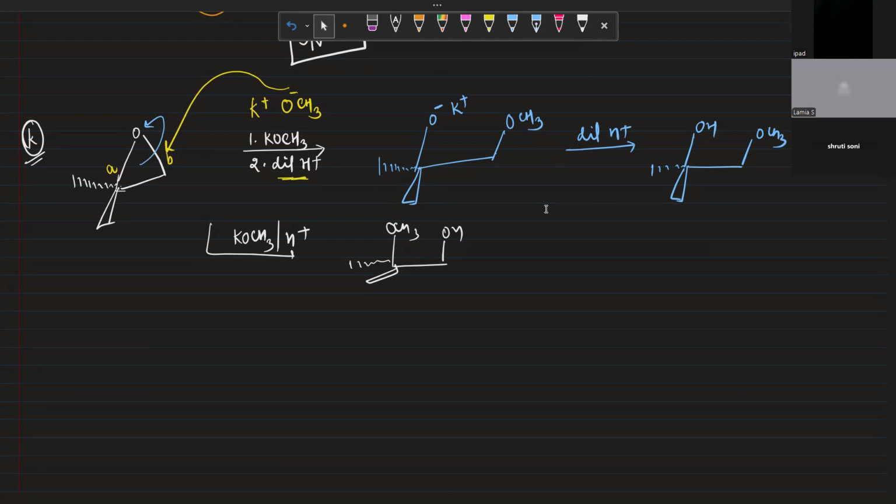This is if it's not dilute, just H plus? Sorry, for the second one, what did you mean to say? KOCH3 dash H plus, or slash H plus? In the first reaction there is KOCH3 in the first step, and after that, when the first step is completed, we add a dilute H positive, so we are applying acidic medium in the second step. But let's suppose I'm applying acidic medium together with KOCH3. That means this is the whole one process. So in that case, what will be the product? That's what I'm asking.